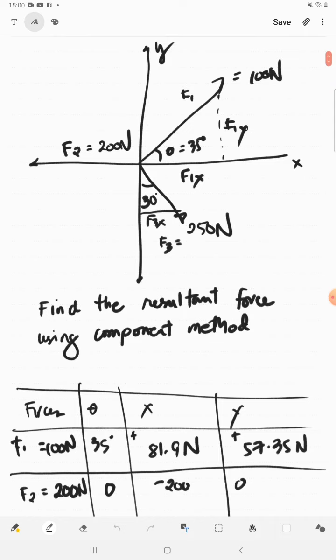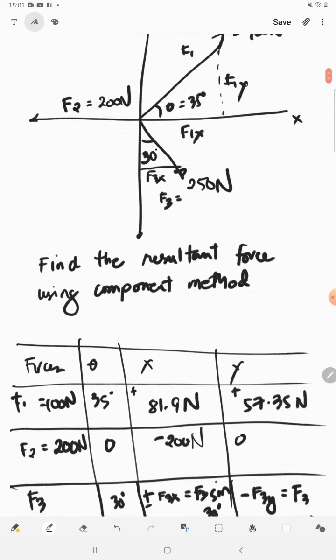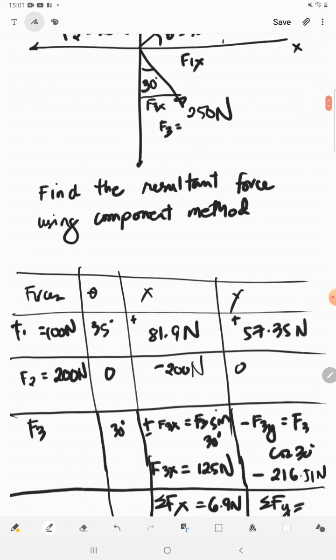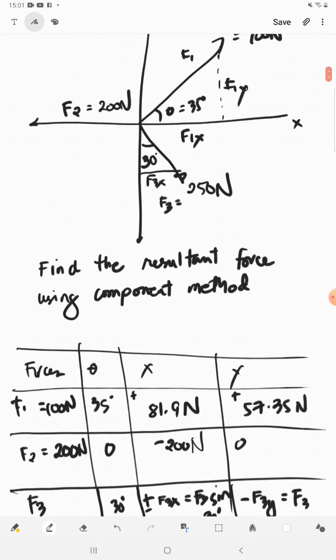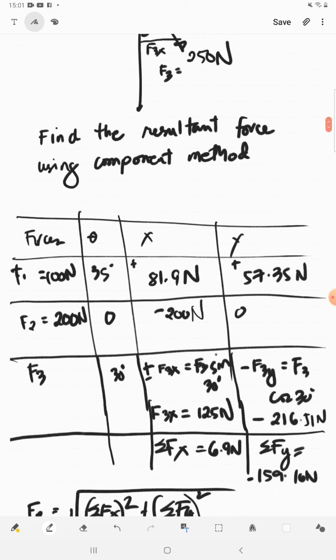So you will see that F sub 2 is lying along the negative x-axis, and F2x is negative 200 newtons, and your F2y is simply equal to 0. Okay, so that is the magnitude. Then you have your F3. Your F3x is opposite the angle, so it's F3 sine of 30 degrees, which is simply equal to 125, and your F3y is F3 cosine of 30 degrees, which is simply equal to negative 216.51 Newton.